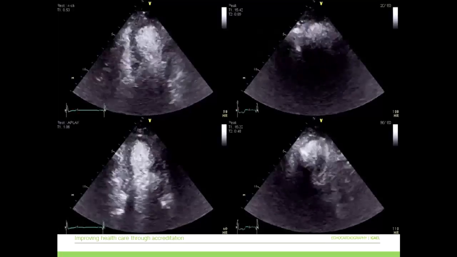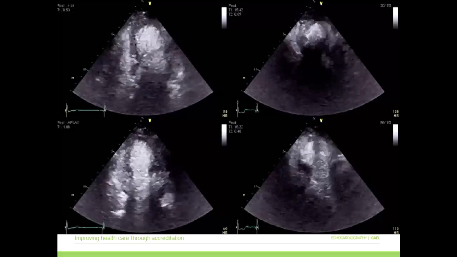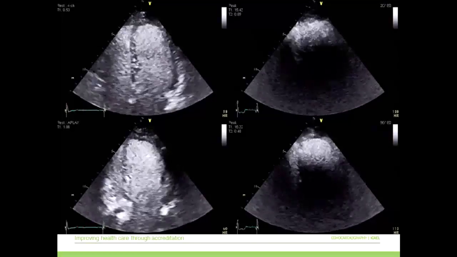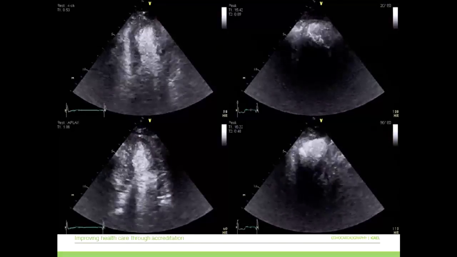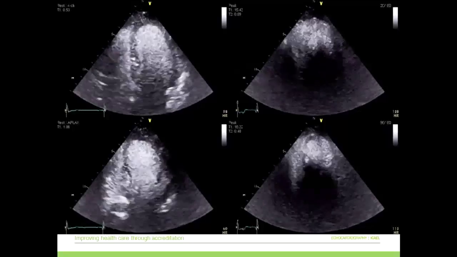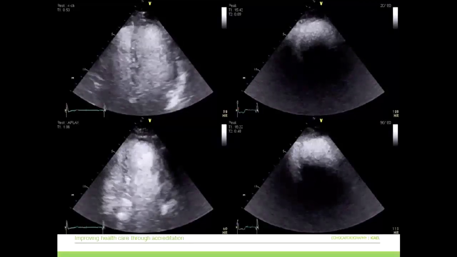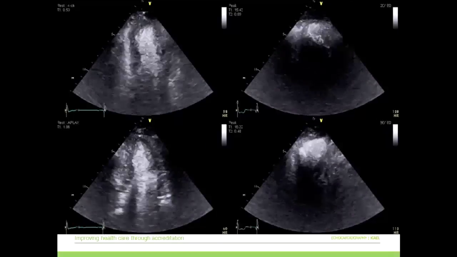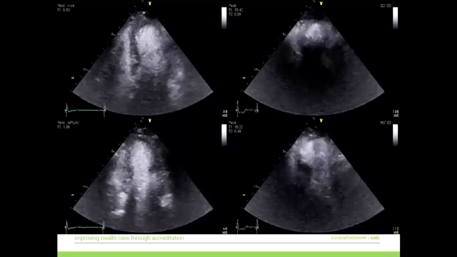Okay, I'm not proud of this, but I want to show you this. This is an example of attenuation artifact that occurred on peak stress images. So you see the resting images on the left, the peak on the right. The resting look pretty darn good, nice endocardial border.